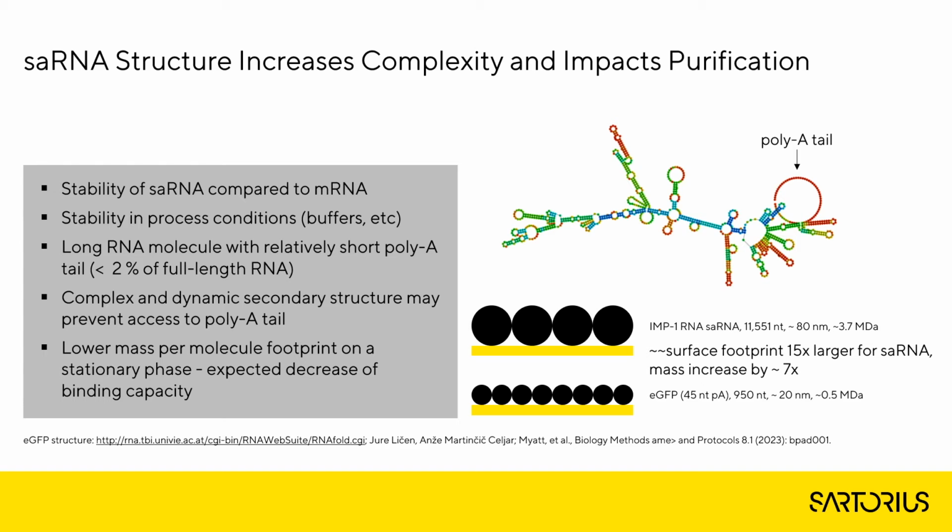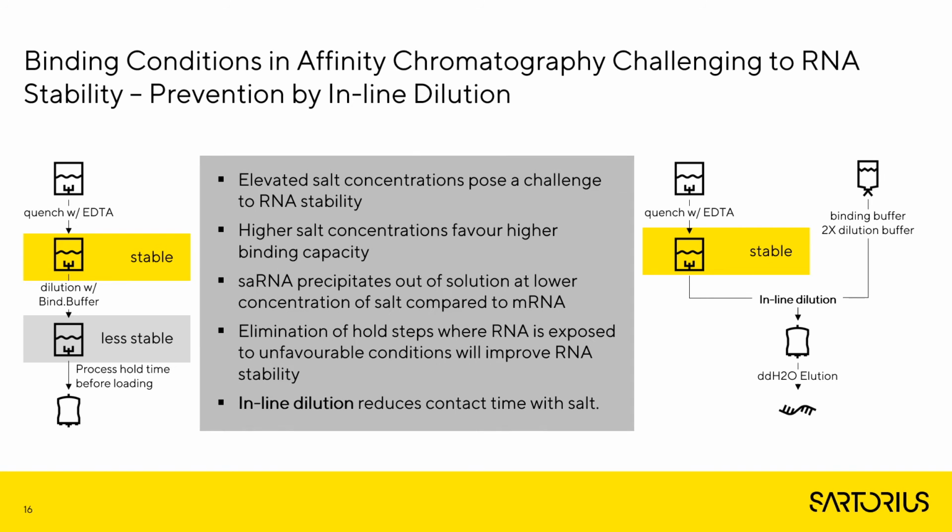So how can we solve some of these challenges? We cannot change the chemistry or the structure of self-amplifying RNA, but we can change the way that we process and the way that we purify these self-amplifying RNA constructs. Now, the first one is looking at oligo-dT chromatography, where we use these elevated salt concentrations, which can be potentially challenging to the stability of RNA constructs.